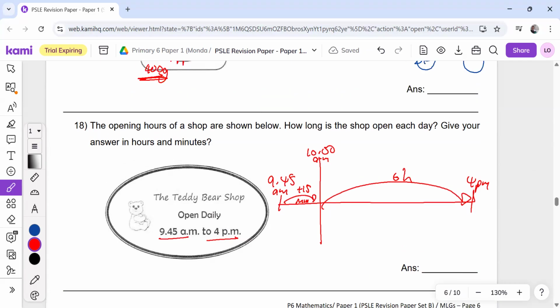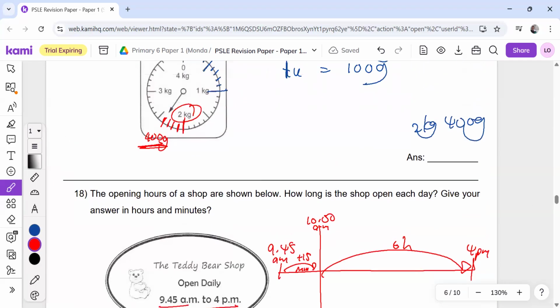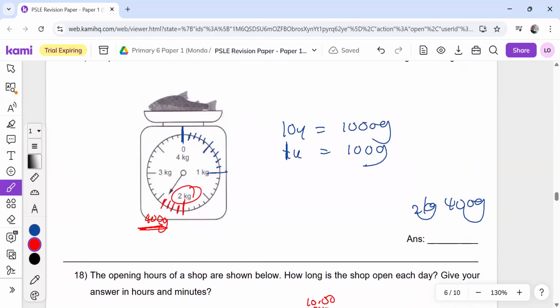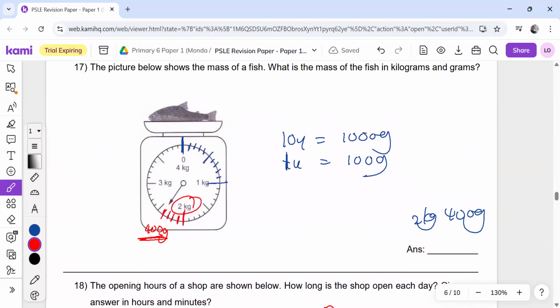Your question what? Question 17. Yeah, why? Any mistake with question 17? Okay, you're copying. No. All right, let's go on.